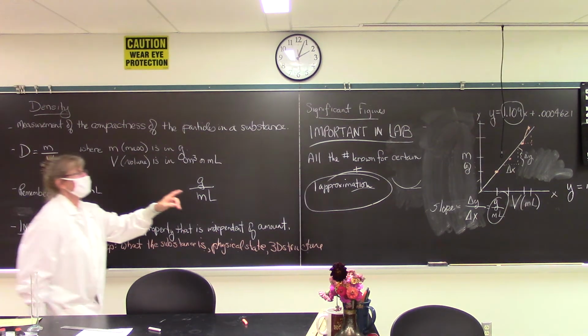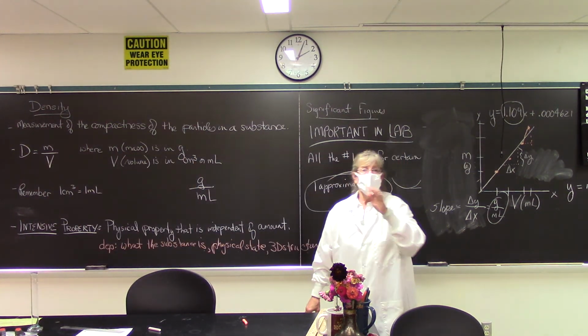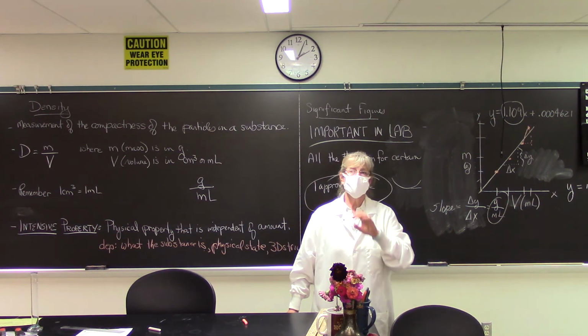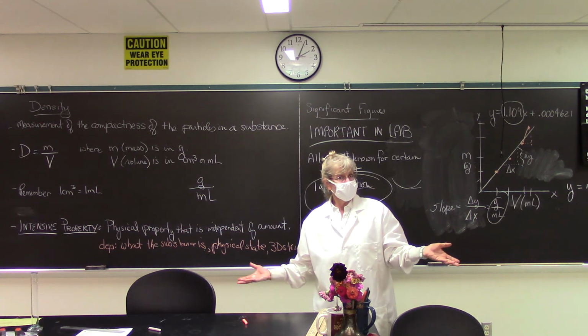So you're going to be finding your density and then look at the list of unknowns that we have and choose the density that is closest to yours. Okay, so that's what we're going to do today.